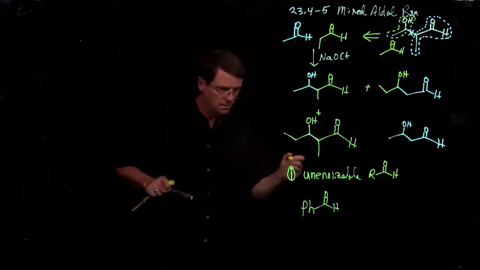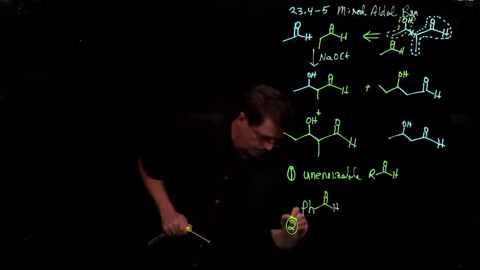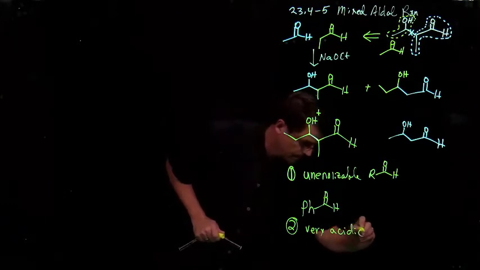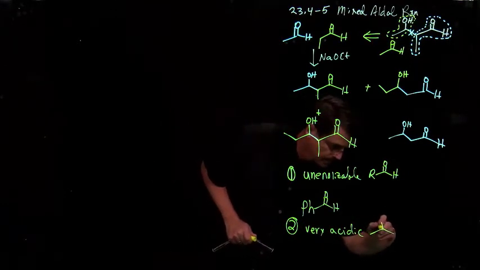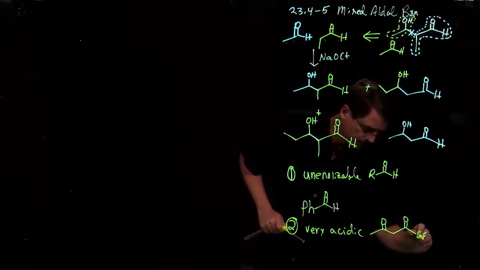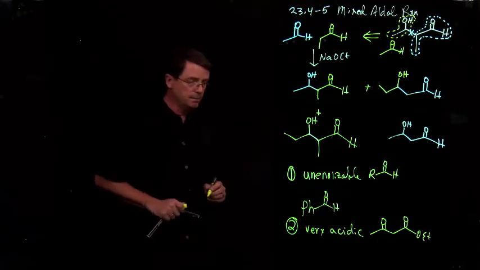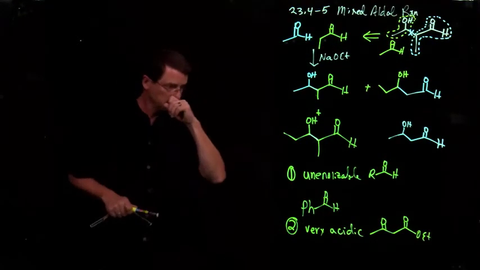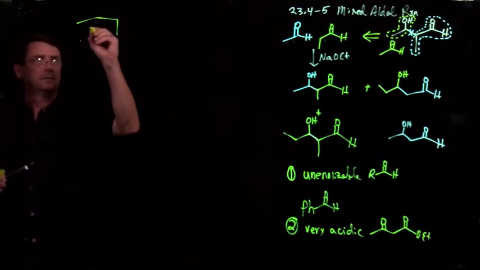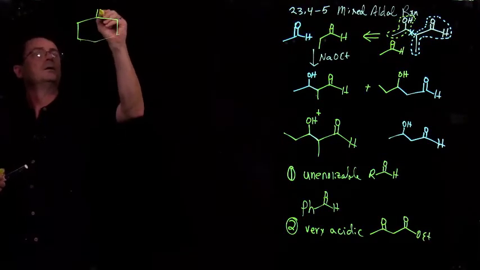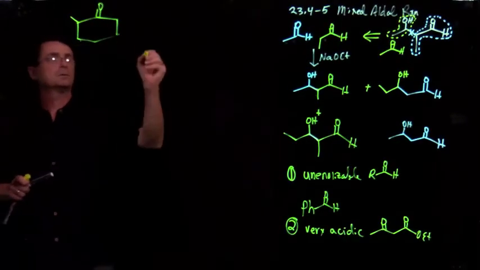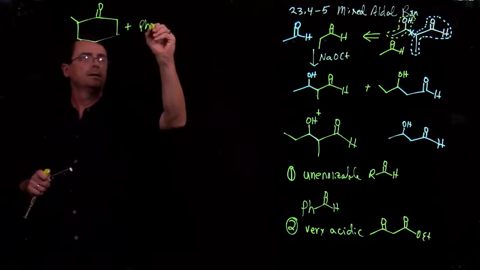benzaldehyde. Or second option here is we use a very acidic carbonyl component. That would be something like a beta dicarbonyl compound. So let's look at these two solutions. If we take this enolizable carbonyl, we react it with benzaldehyde.